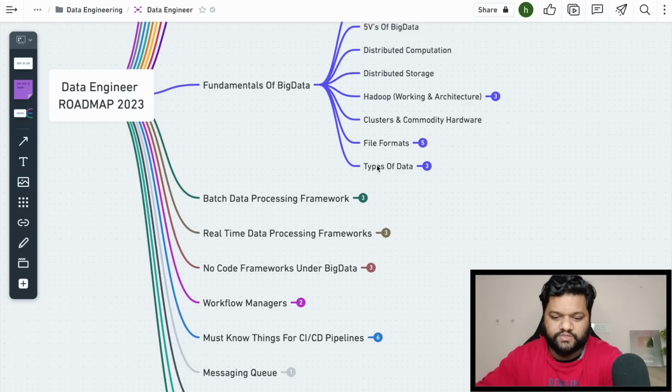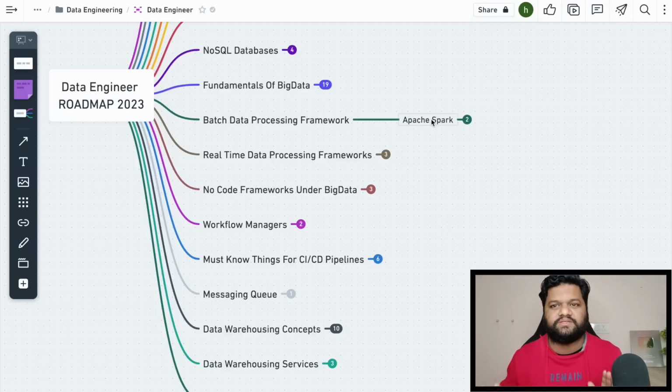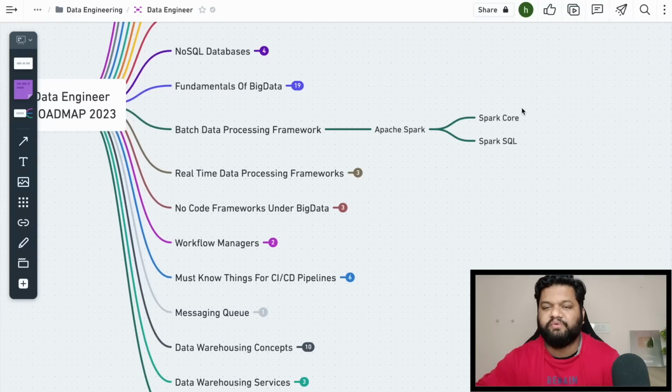Moving on to the next one, which is batch data processing frameworks. In big data, mostly we have 3 segments: batch data processing, near real-time data processing and real-time data processing. For batch data processing, the framework you should definitely target, and this is the mandatory skill set nowadays, for data engineers, is Apache Spark. With respect to batch data processing, these are the two segments you need to cover from Apache Spark: Spark Core and Spark SQL.